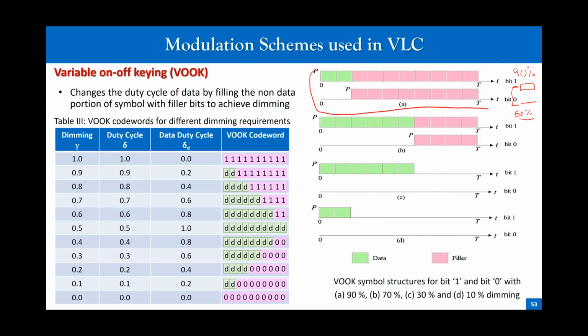Okay, so now in variable on-off keying, what we will do is, even for bit 0, you would have transmission for a certain period, and for bit 1, of course, you have the transmission for the entire period, but this purple color things will overlap. So in bit 0 also this part is present. Okay, so when we want the dimming to be higher than 50%, you allow the bit 0 also to have certain transmissions.